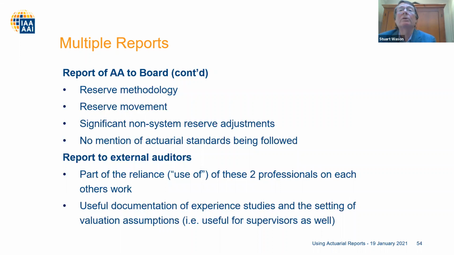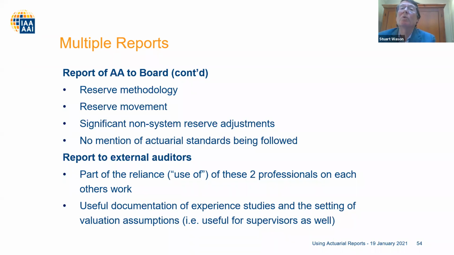There was another report. Oh no, sorry, carrying on with the AA report to the board. It also talked about reserve methodology, which is helpful. Discussed reserve movement, that was useful. Talked about significant non-system reserve adjustments. But interestingly, it made no mention of the actuarial standards that the actuary was following in doing his work.